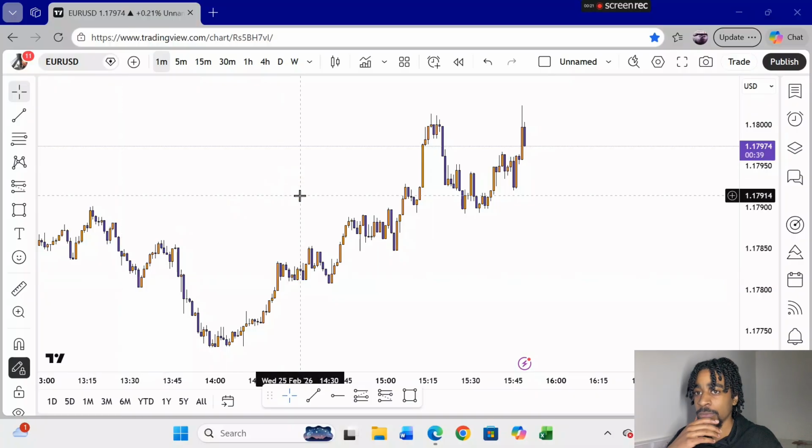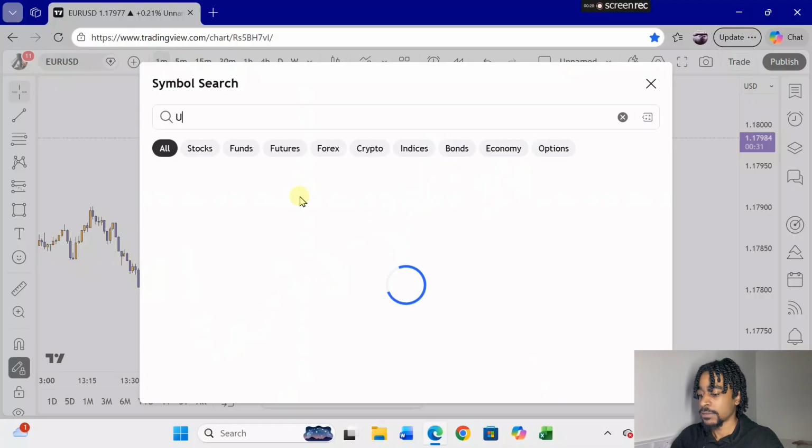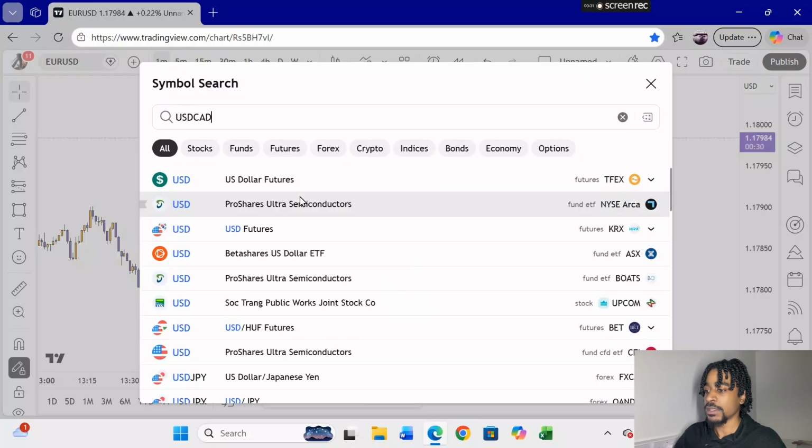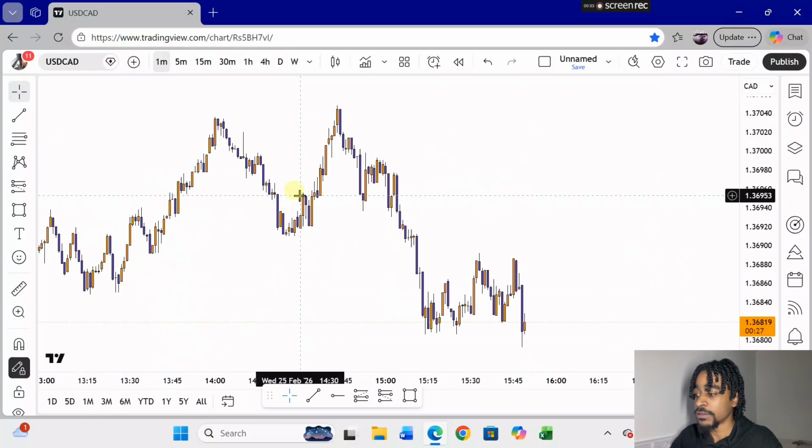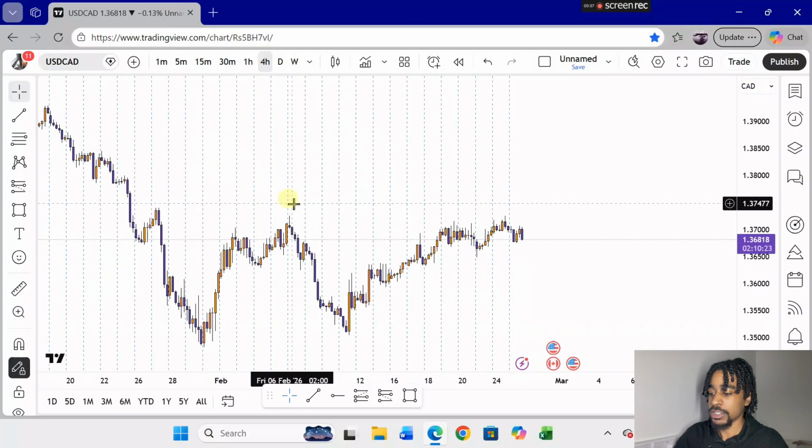Anyway, right now, what we're going to be doing is we're going to be looking at, let's go on to USD CAD. So USD CAD, and I'm going to be showing you guys visual representations of this. We're going to use the 4-hour chart.